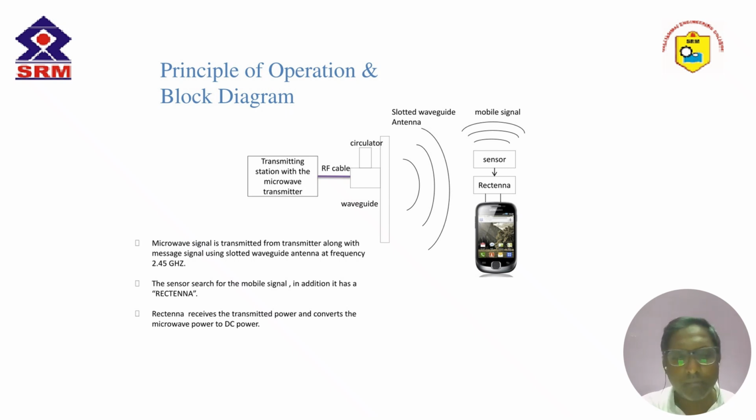Here the microwave signal is transmitted from the transmitter along with the message signal using the slotted waveguide antenna at a frequency of 2.45 gigahertz. In the receiver section, the sensor searches for the mobile signal. In addition, it has a rectenna. The rectenna receives the transmitted power and converts the microwave power to DC power.